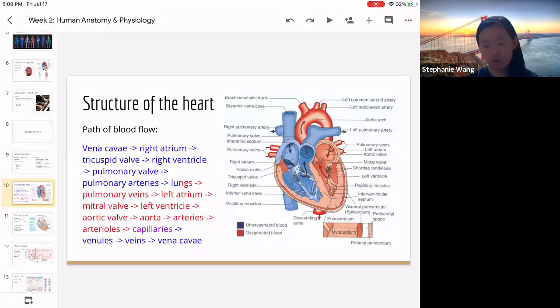Just a quick note real quick, artery means going away from the heart. Vein means going to the heart. So you can see that the blood is going away from the heart. So that's why they're going through what's called the pulmonary artery.